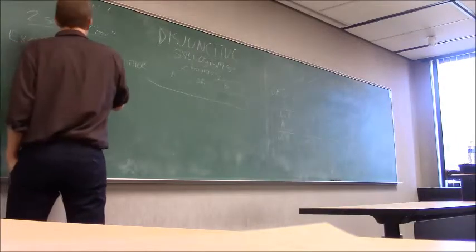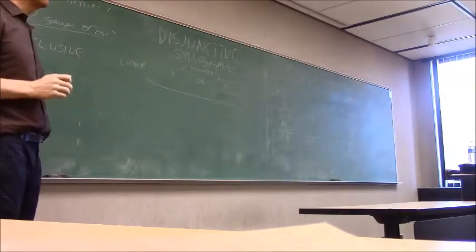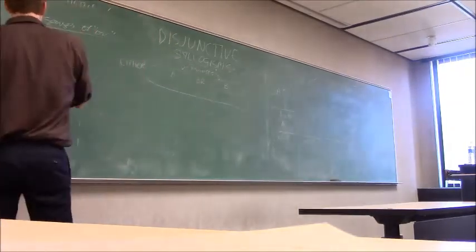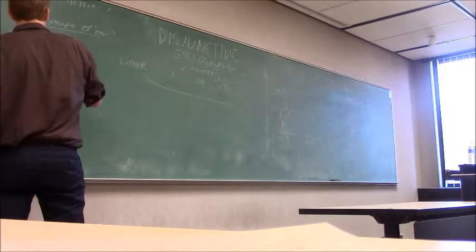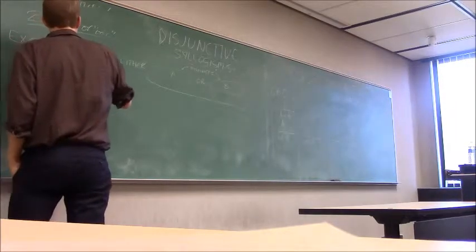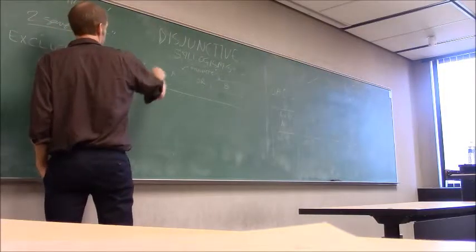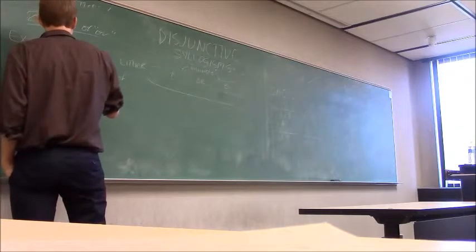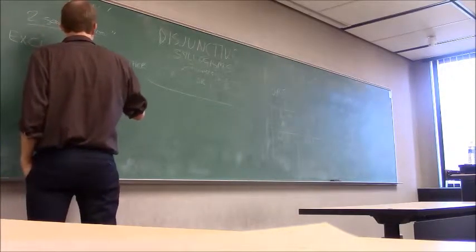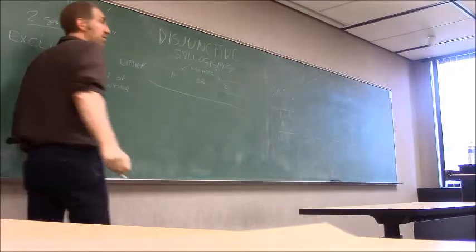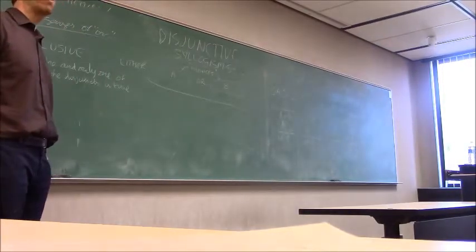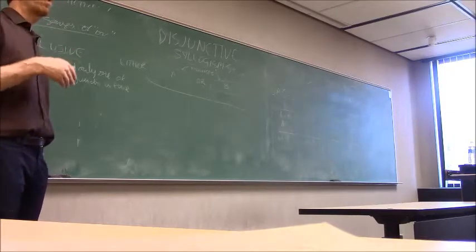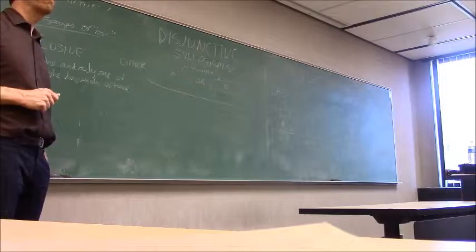Two senses of or. First one is exclusive. If or is being used in the exclusive sense between A and B, then it is saying that one and only one of the two disjuncts is true. In other words, it's saying it can't both be true. That's why it's called exclusive. The truth of one excludes the possibility of the truth of the other.